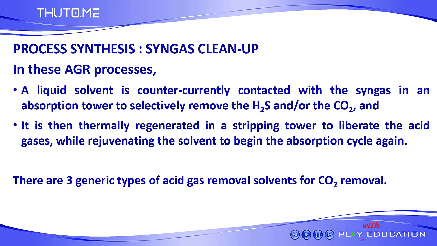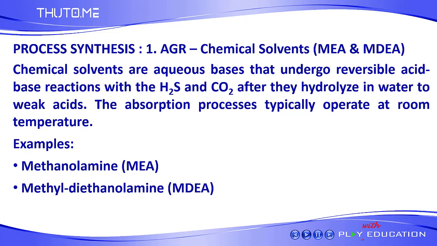In the AGR processes, a liquid solvent is countercurrently contacted with syngas in an absorption tower to selectively remove hydrogen sulfide and/or CO2. Usually the acid gases in the synthesis gas, in most cases, do include hydrogen sulfide. Once the solvent has extracted these acid gases, it is then thermally regenerated by stripping in a stripping tower to liberate the acid gases, while rejuvenating the solvent to begin the absorption cycle again. There are three generic types of acid gas removal based on the solvent used to remove CO2.